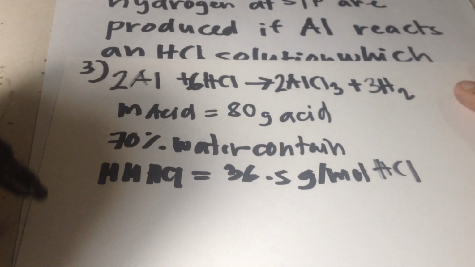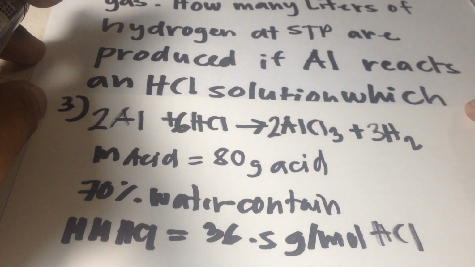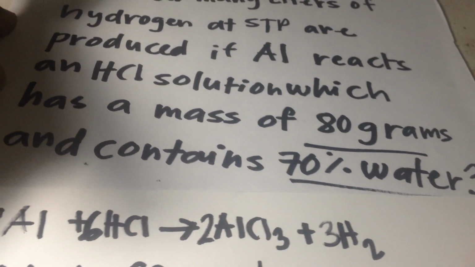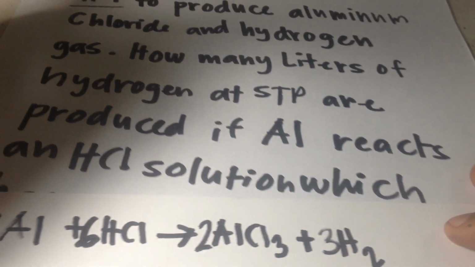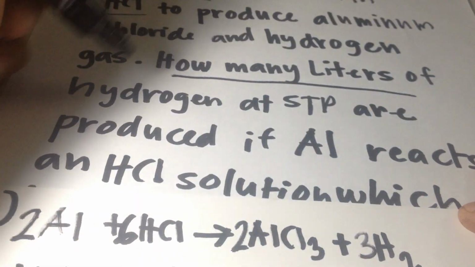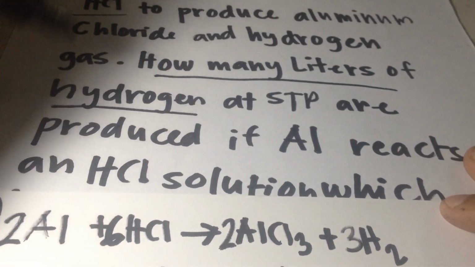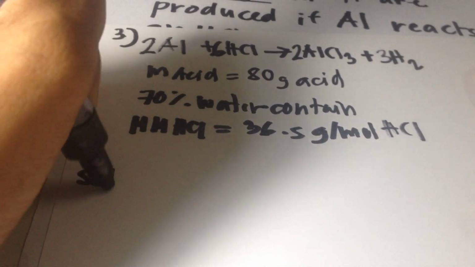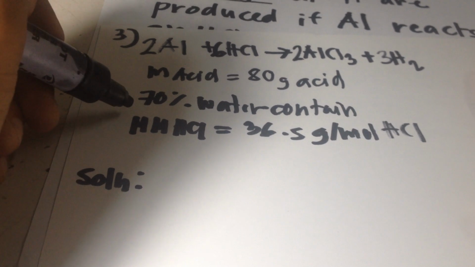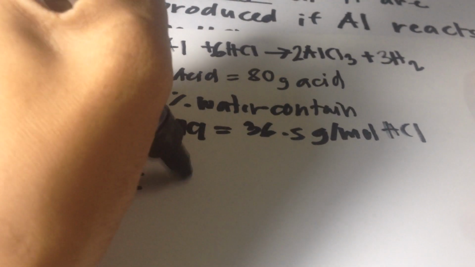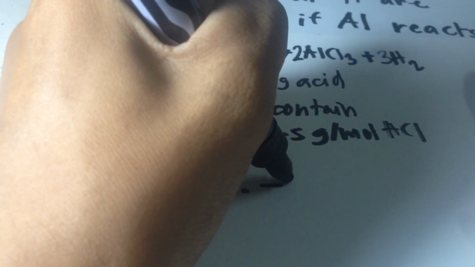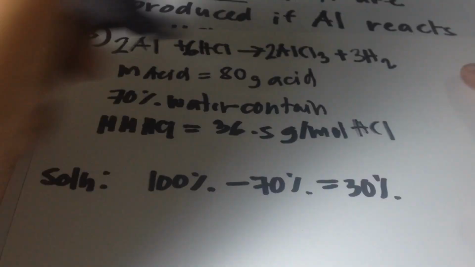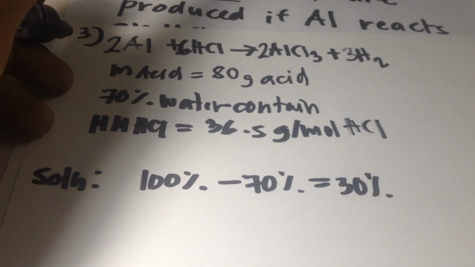So let's start to solve now. We need to find the volume of hydrogen gas. How many liters of hydrogen? That's the question. So solution, we have 70% of water contained, meaning 100% minus 70% is equal to 30% of acid, of HCl.